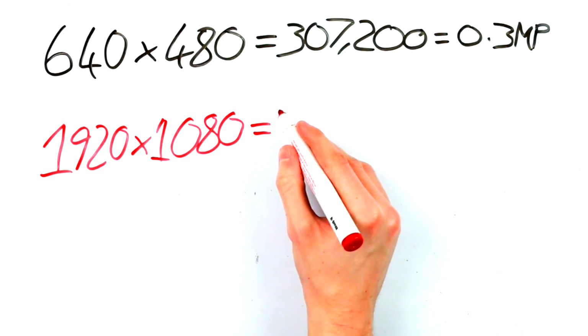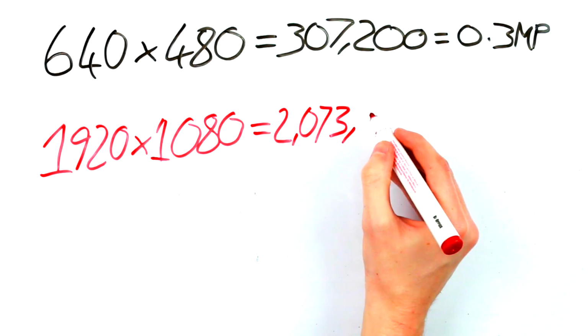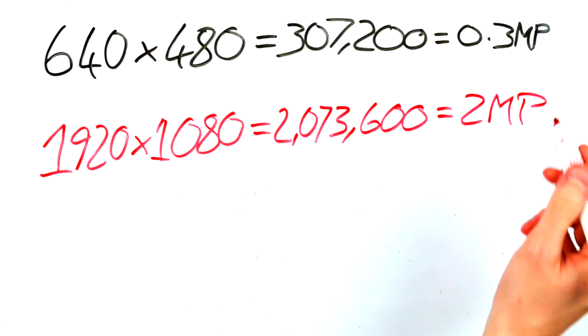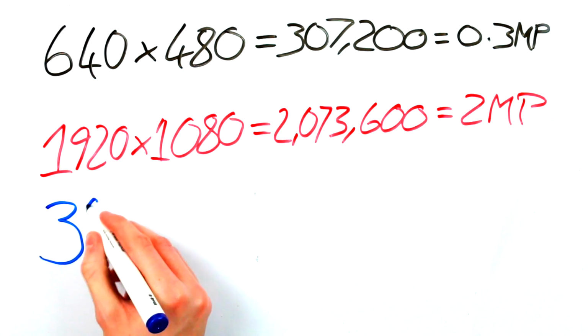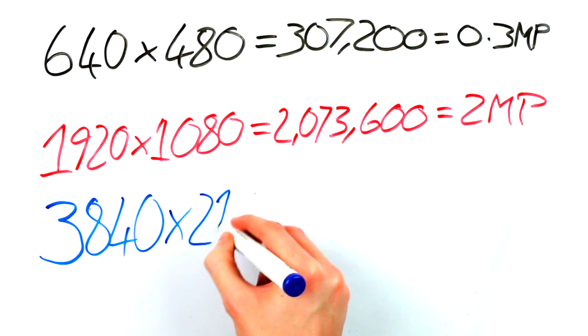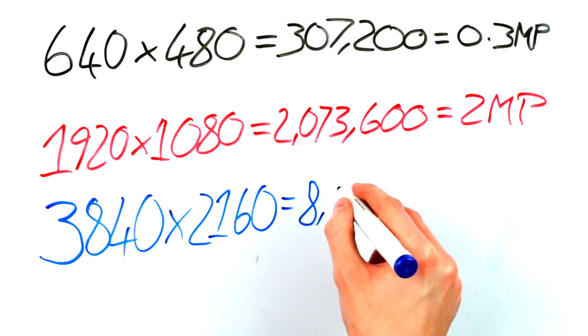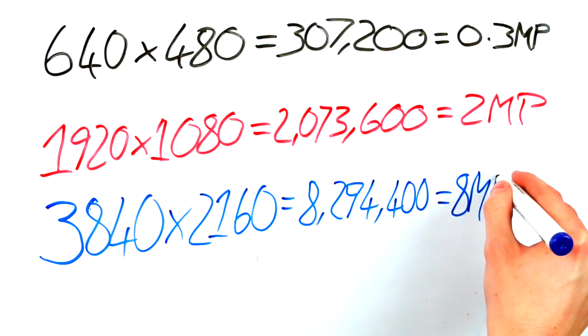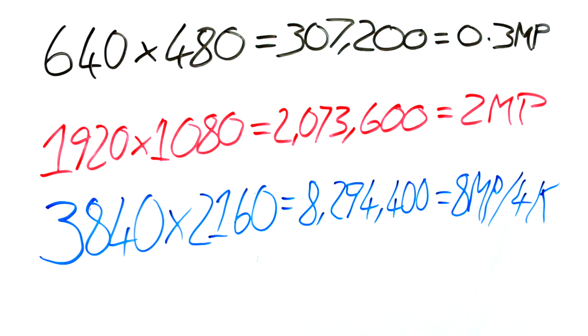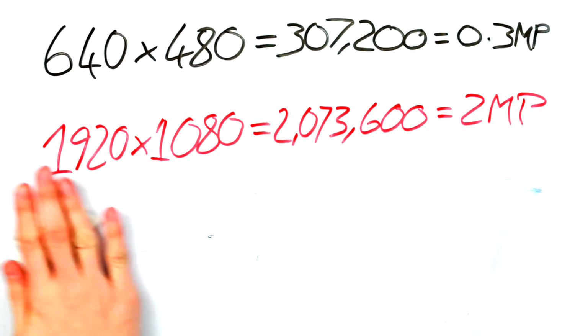Because resolution is measured in pixels, you can use the height and width numbers to work out how many megapixels your camera has. So for example, if you had an output image that was 1920 by 1080, all you would have to do is multiply 1920 by 1080, which equals 2,073,600 pixels, which converted into megapixels equals 2 megapixels.